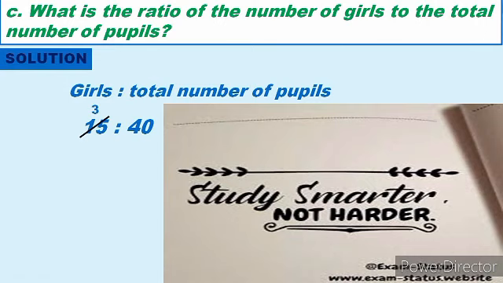5 divided into 15 gives us 3. 5 divided into 40 gives us 8. So the ratio is 3:8. I trust you are getting me and you're following with this lesson.